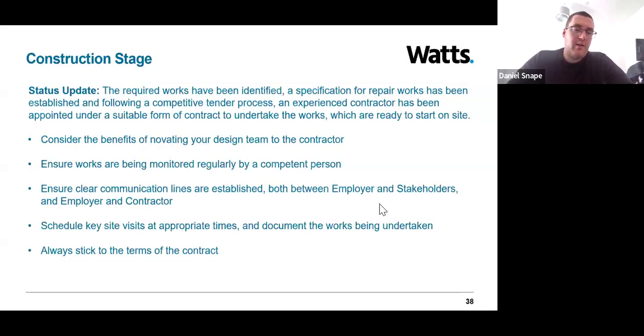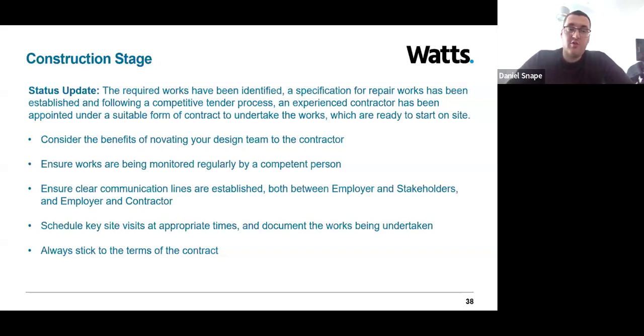So, complying with the terms of the contract. This might sound like a really obvious one, and obviously it should go without saying that both parties should always stick to the terms of the contract. Not only can this avoid disputes, but it can protect you in the event of a dispute where you may have complied with the contract, but a contractor hasn't.